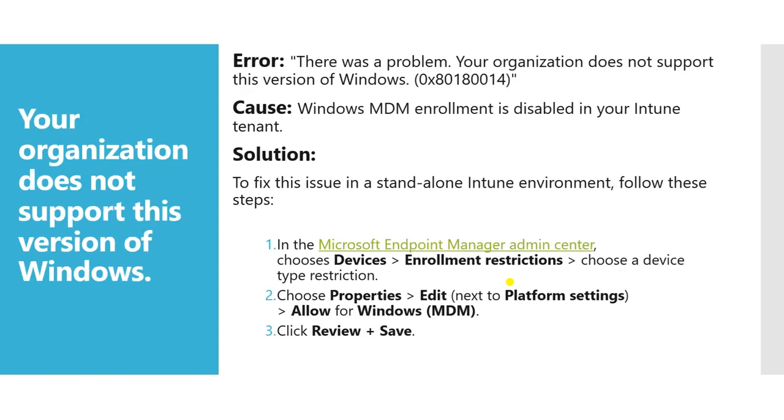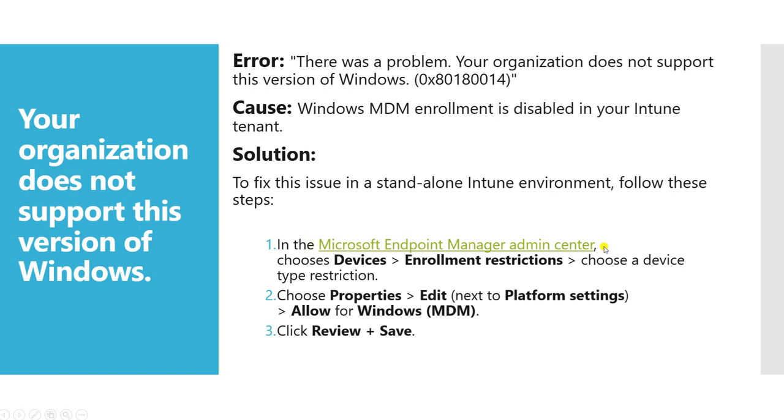Now, the error message: your organization does not support this version of Windows. Sometimes we get this error when we are not using the right version of Windows. The error message will be: there was a problem, your organization does not support this Windows version. The cause is that Windows MDM enrollment is disabled in your Intune tenant. The solution fixes the standalone Intune environment, or follow these steps.